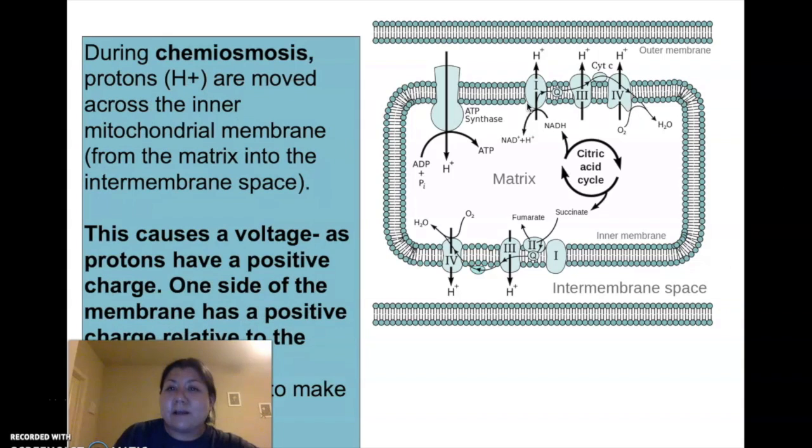Okay, so if I look right here, here's my little hydrogen gradient. I can see that my NADH is going to be dropping off those hydrogens, and FADH2 is going to drop it off as well from the citric acid cycle. All those hydrogens are going to get pushed to one side of that membrane, and they're going to want to come back through. The only way they can come back through is if they come back through ATP synthase. And what that's going to do is cause ADP to phosphorylate to create ATP.